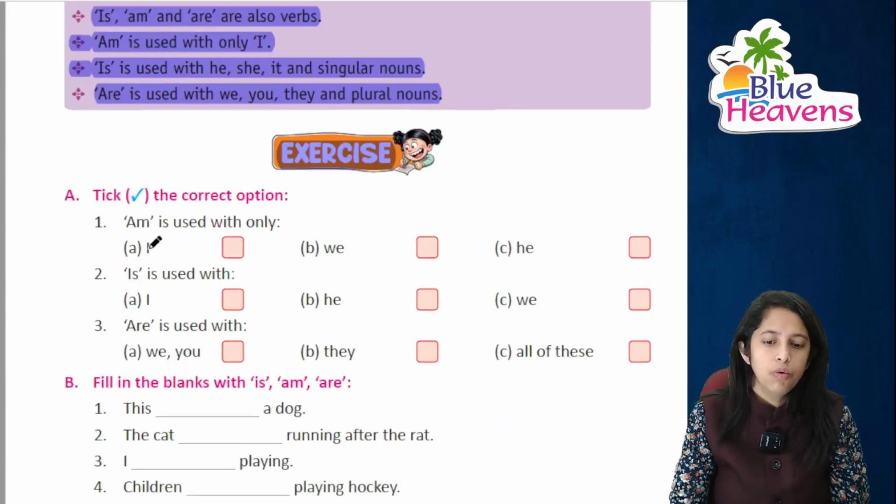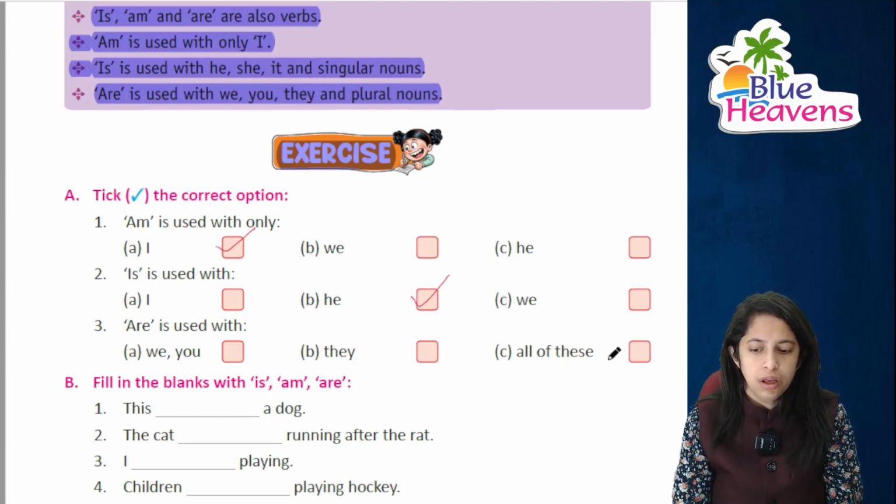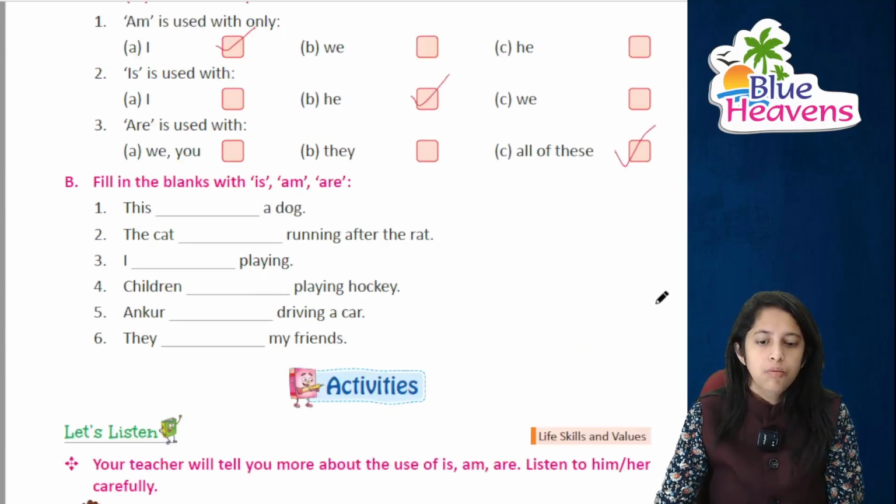Am is used with only I. ठीक है. Is किसके साथ यूज होता है? He के साथ. And are किसके साथ यूज होगा? We, you, they इन सब के साथ, right? Moving on to the fill in the blanks. This is the dog. ये एक डॉग है. The cat is running after the rat.